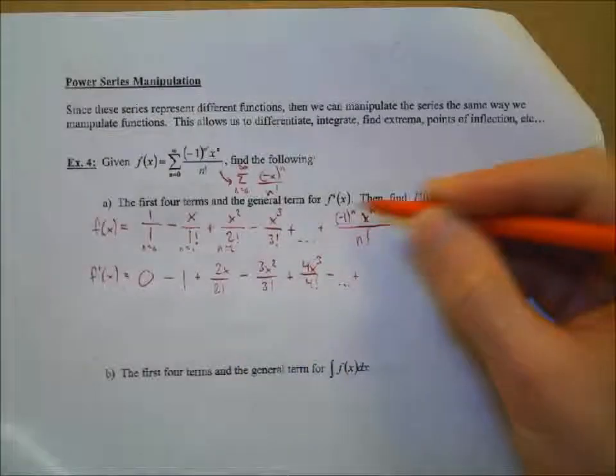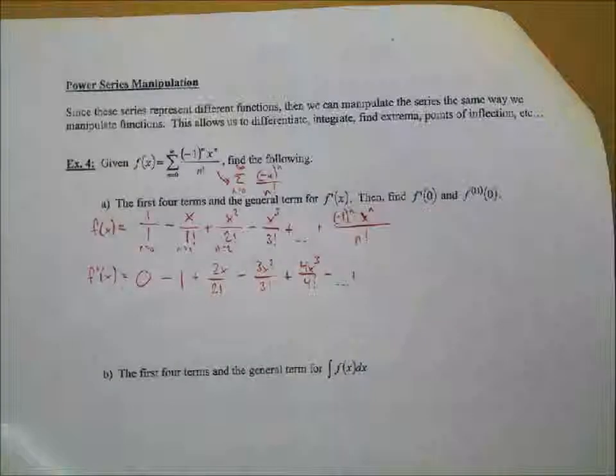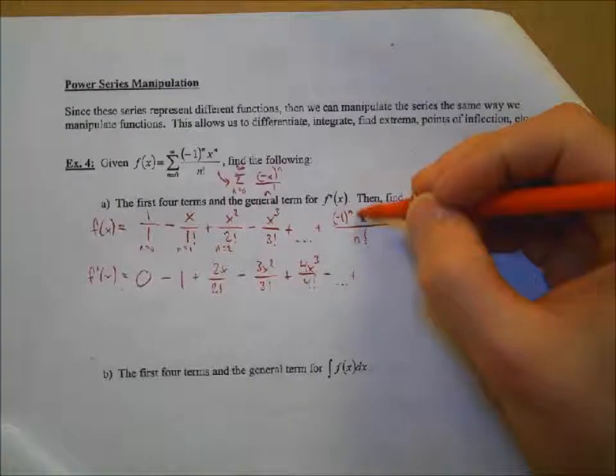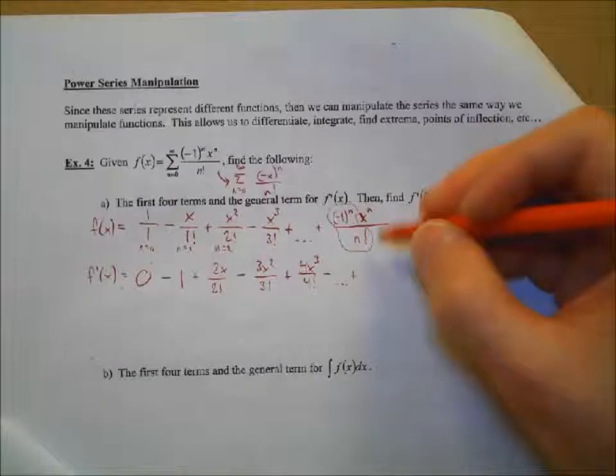And then, what would the derivative of the general term be? Okay. Well, again, negative 1 over n factorial, that's a constant.